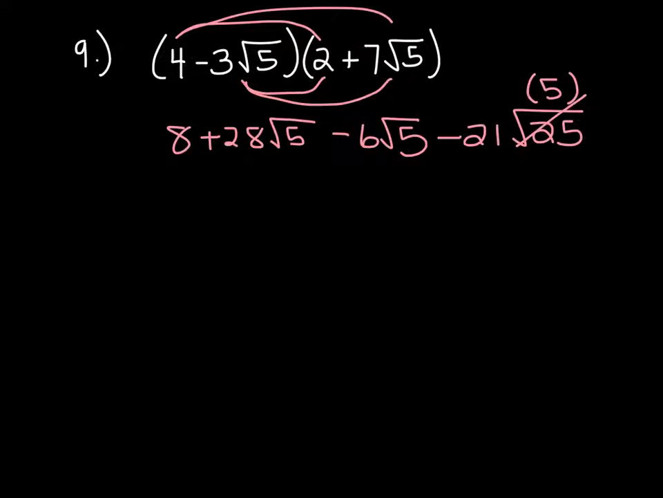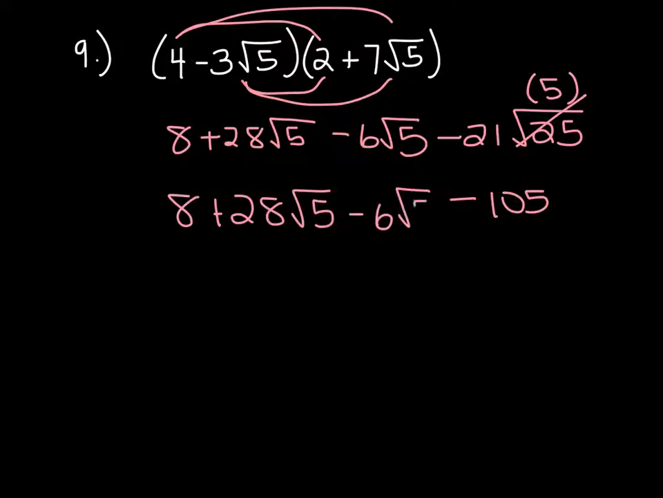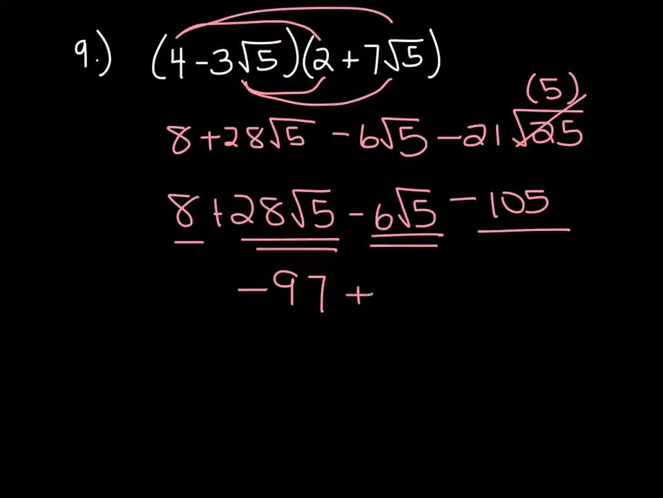All right, so then what we could do is multiply the 21 times 5, which is 105. So I'm going to make this a minus 105. And I'll just bring everything else down for now. And from here, we'll combine our like terms. So I'm going to first combine my numbers. We have 8 minus 105, which is negative 97. And then the 28 rad 5 and the negative 6 rad 5 are like terms because they both have a rad 5. So that'll give me positive 22 radical 5.